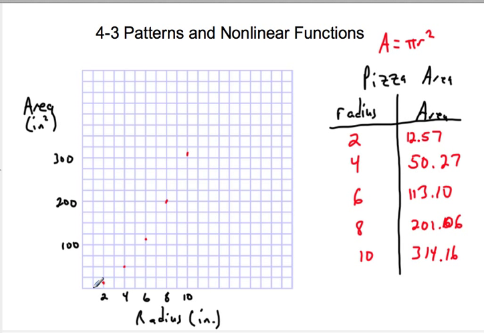So notice that this is not a straight line. These kind of go in a curve up this direction. Just kind of like that.